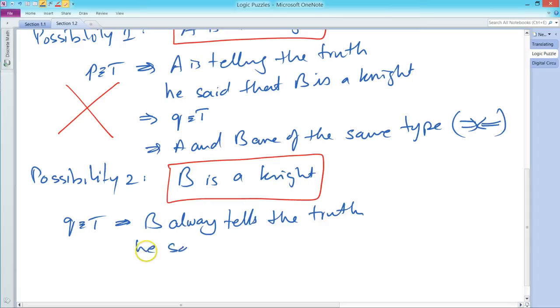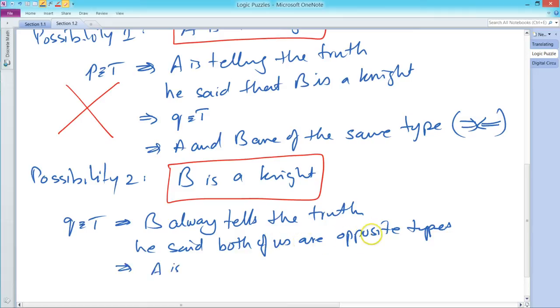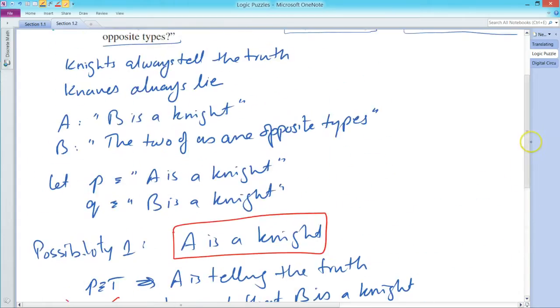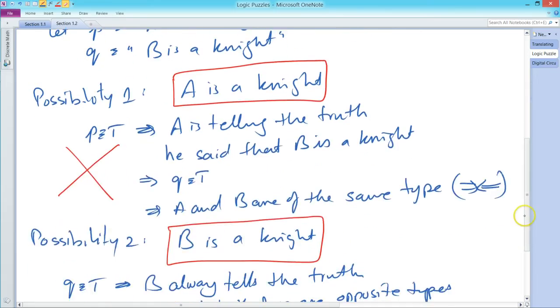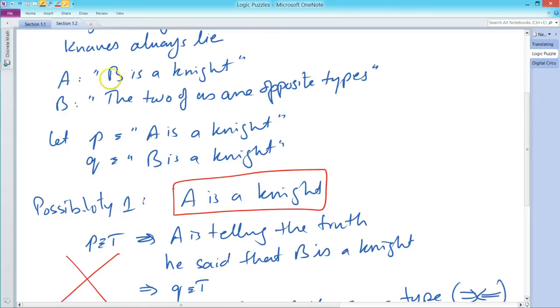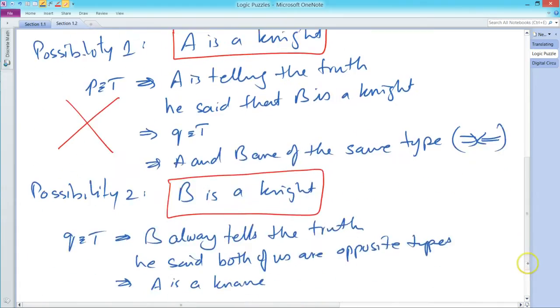So he said both of us are of opposite types. Now this means that A is a knave. Now if A is a knave, this means that whatever A is saying should be wrong. Now let's go and see what A said. A said that B is a knight, which is our assumption, which is true according to our assumption. So this means that A cannot be a knave in this situation.